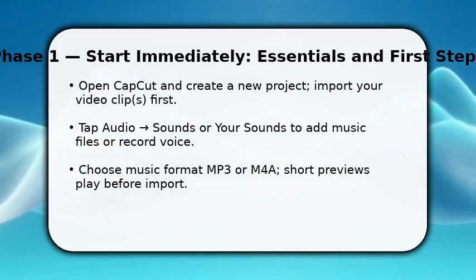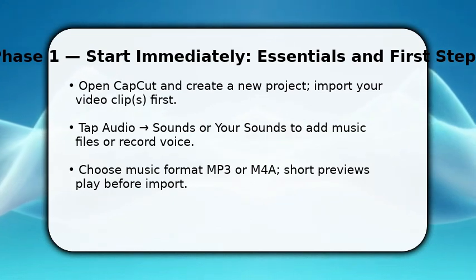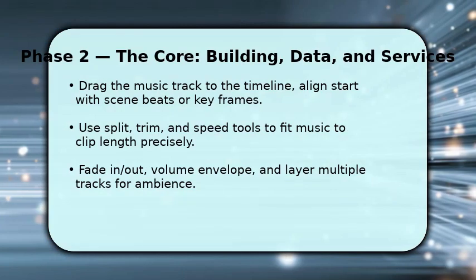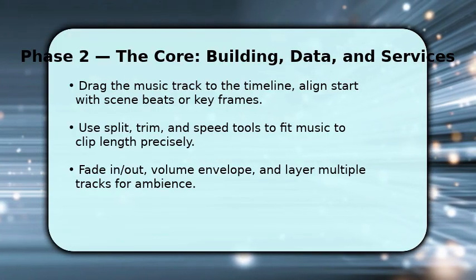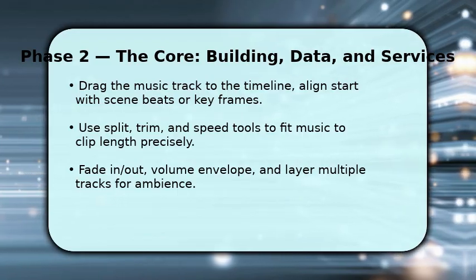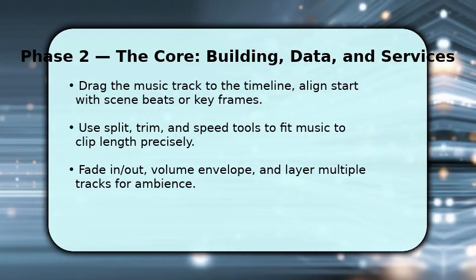Next, drag the chosen music into the timeline under your video track and align its start to a visual cue or beat. Use split and trim to cut out unwanted sections and speed adjustments when you need short music to stretch or compress. This keeps audio natural.